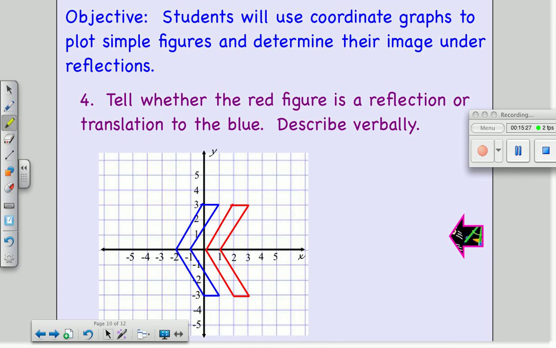This is a translation because it's just been slid over again. If it were a reflection, then it would look the opposite, right? So it would be like that. That would be a reflection, okay? But since it's just slid over, looks exactly the same, that's a translation.